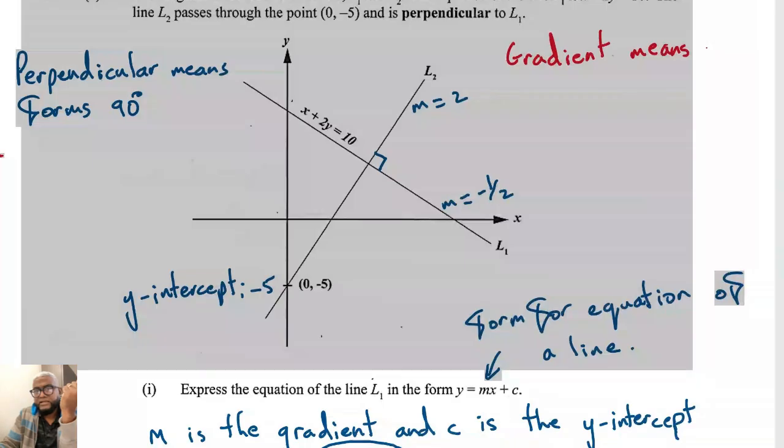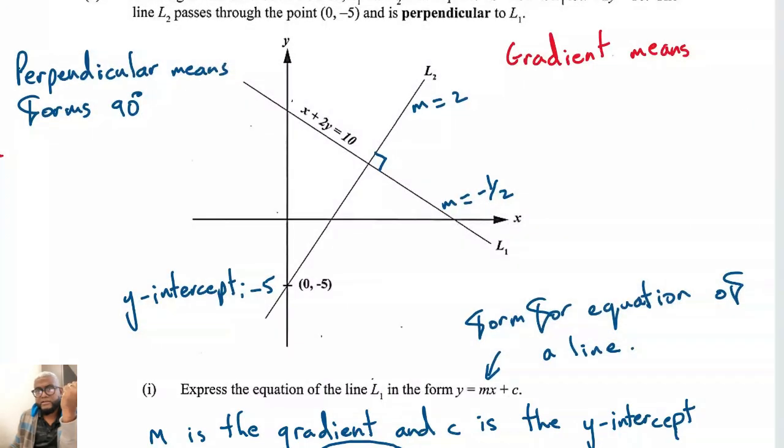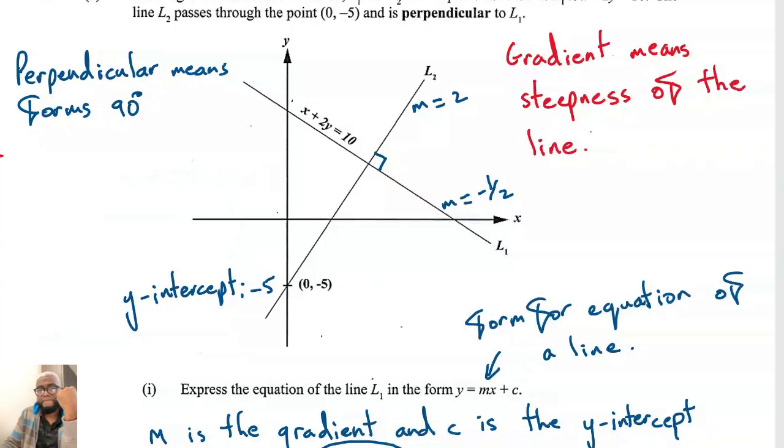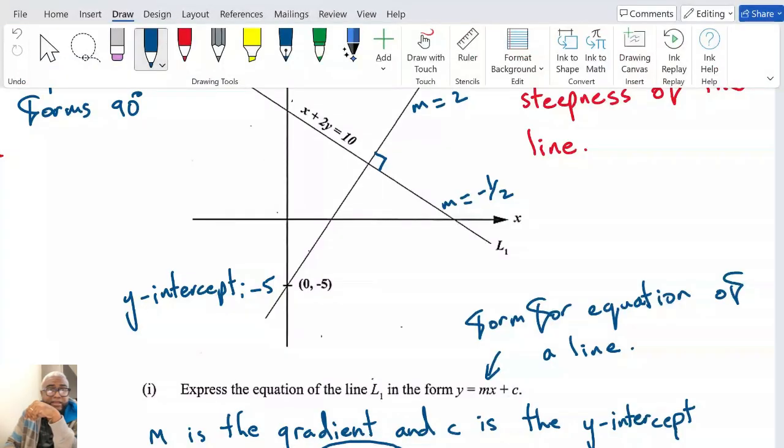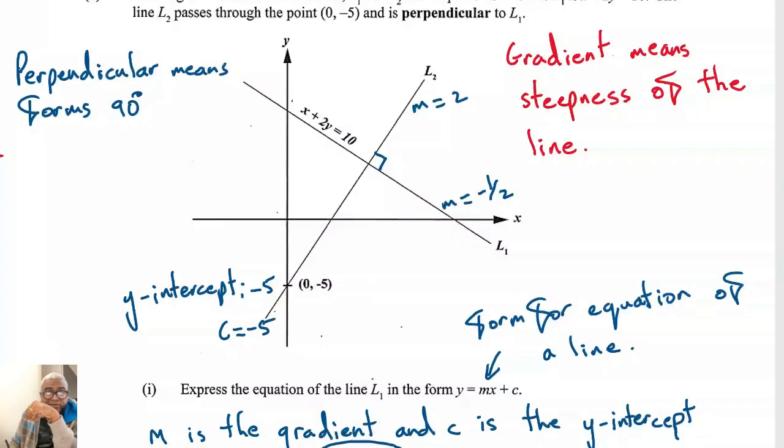Gradient means steepness, right? Of the line. Okay? So we have the gradient of L2 and we also have the y-intercept, which is C. Okay, so we have C, which is C is equal to -5.